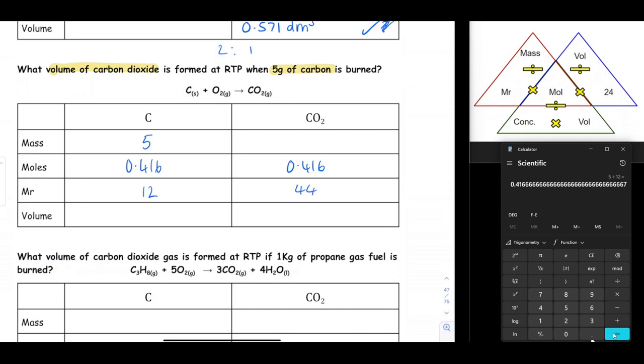I'm looking for the volume, so I didn't actually need to put in the MR at all. I can just do 0.416 moles times 24, and that gives me 10 decimeters cubed.